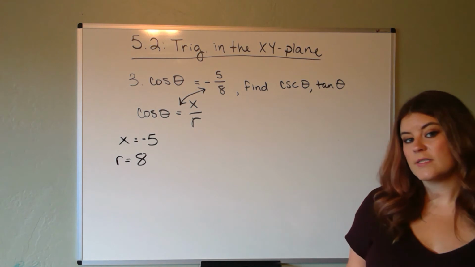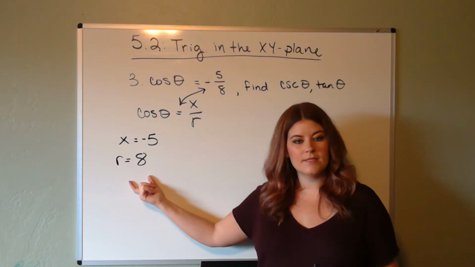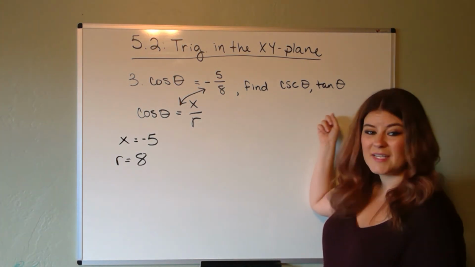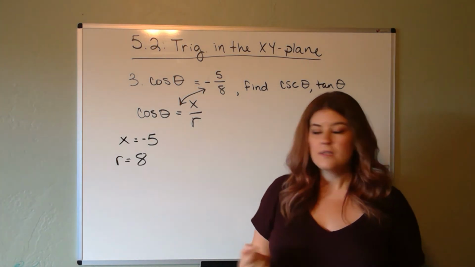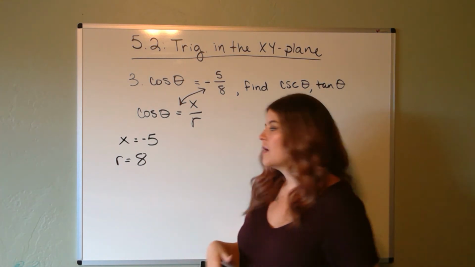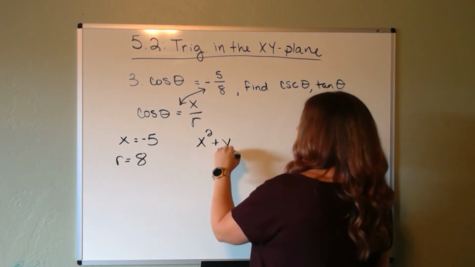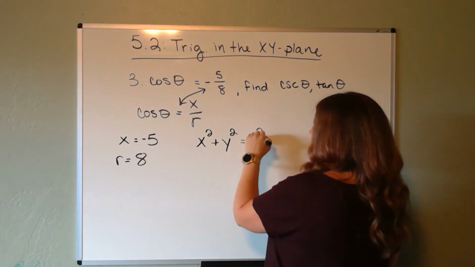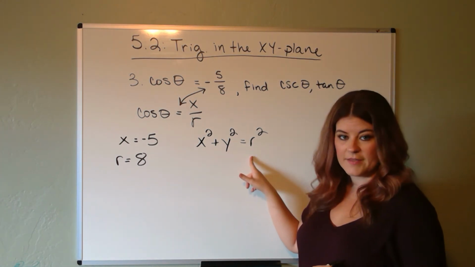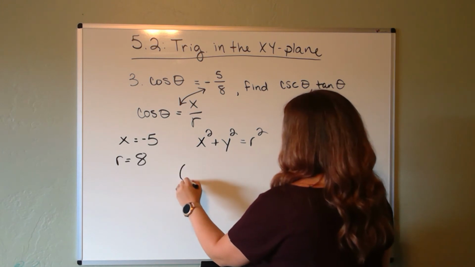So instead of giving us x and y, they indirectly gave us x and r. I can't find cosecant or tangent without knowing y, so I do have to solve for y. I'm going to do the Pythagorean theorem again. I know always that x squared plus y squared will always equal r squared. And just be careful about which information you have at this point. I don't have y, but I do have x.